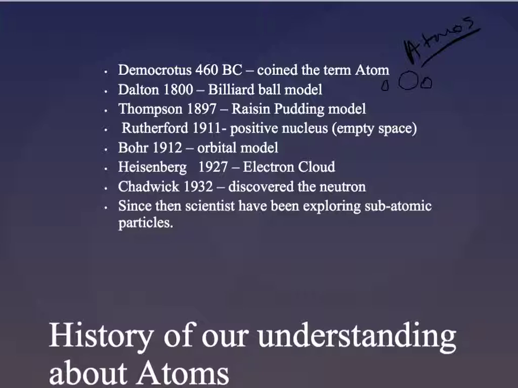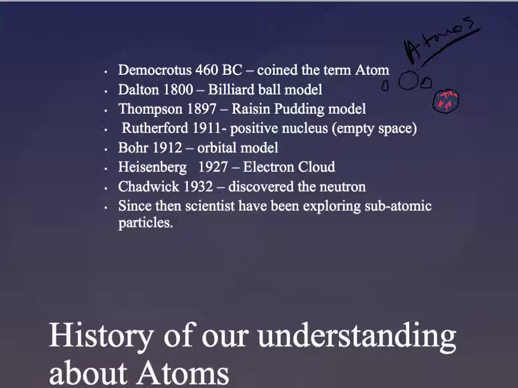Thomson, almost 100 years later, discovered negatively charged particles and developed a different understanding of what the atom was. He said that an atom was really primarily positively charged matter, kind of like a matrix, and embedded into this matrix there were random negative particles, kind of like raisins in a raisin pudding.